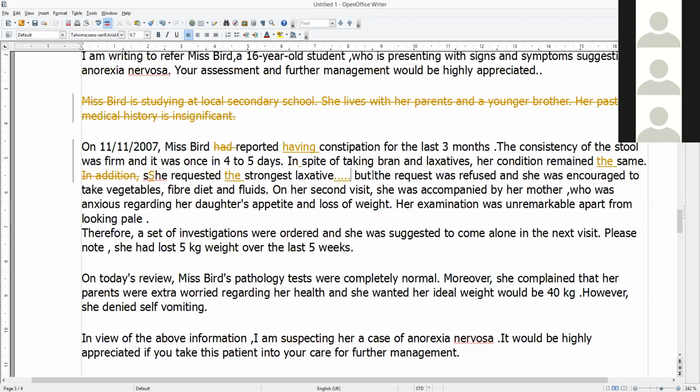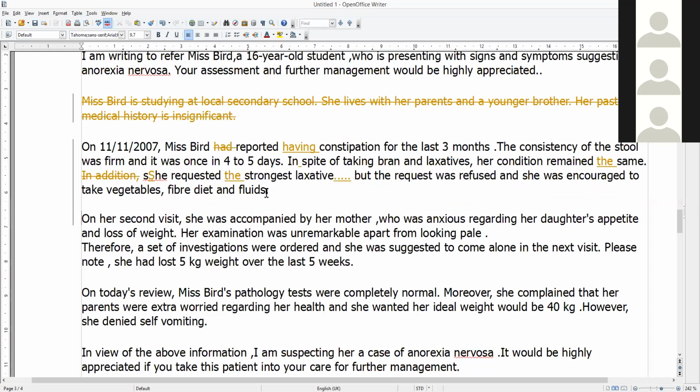Passive's fine, but you don't have to use it for every single sentence. You know, so it's kind of strange. So she requested the strongest laxative I could prescribe. I refused, and I advised her to increase her intake of vegetables, fiber, and fluids. Okay, she was encouraged to say, okay, I would break this up.